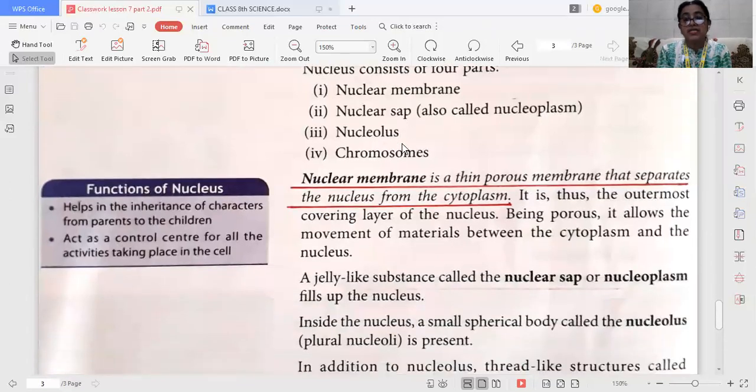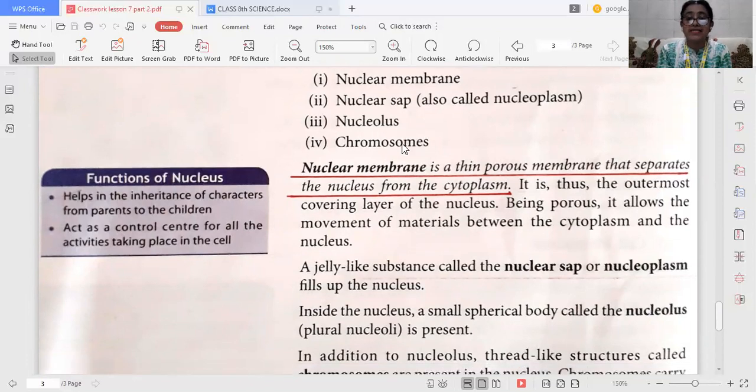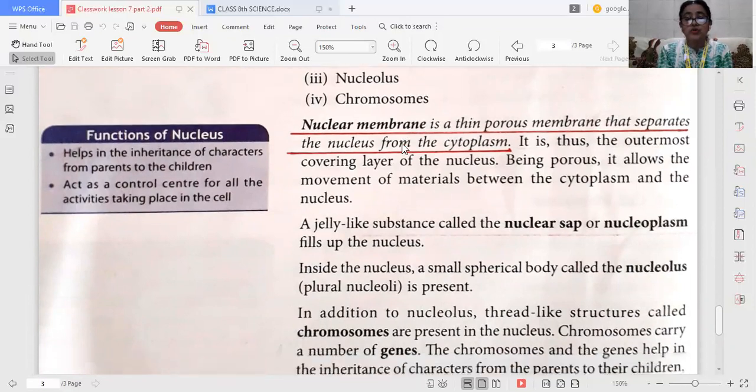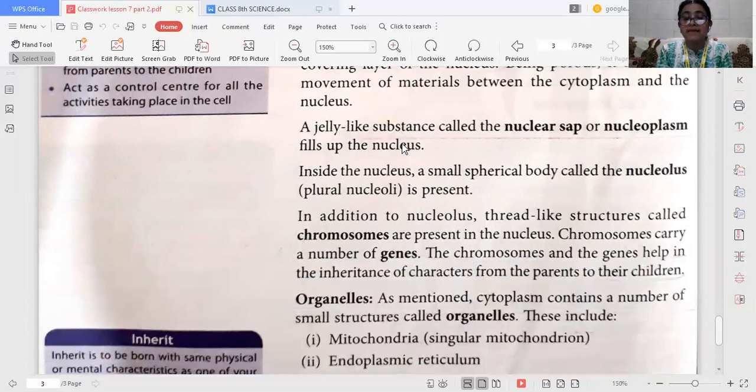The nuclear membrane is a thin, porous membrane that separates the nucleus from the cytoplasm. Nucleoplasm is a jelly-like substance which fills up the nucleus. Inside the nucleus, there is a small spherical body called the nucleolus. And in addition to the nucleolus, what else is present in the nucleus? The thread-like structures called chromosomes are also present in the nucleus.